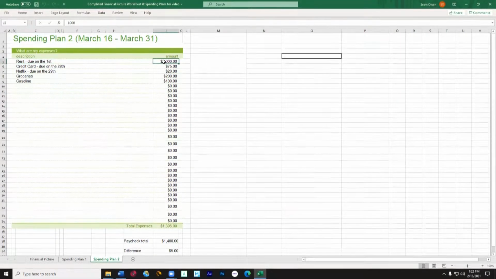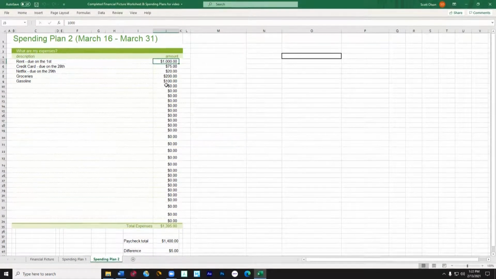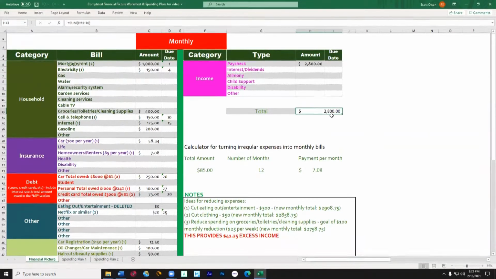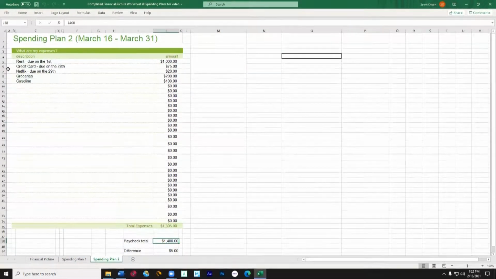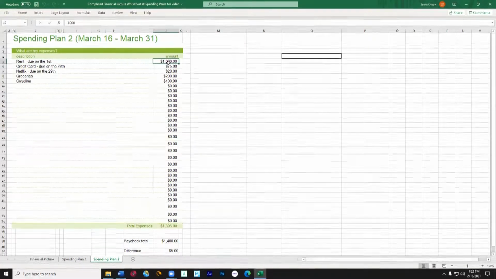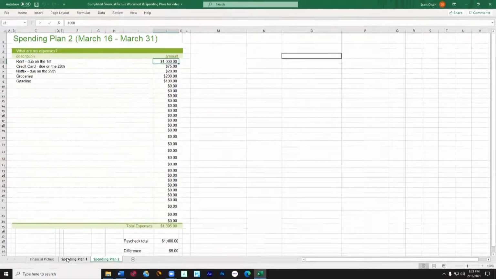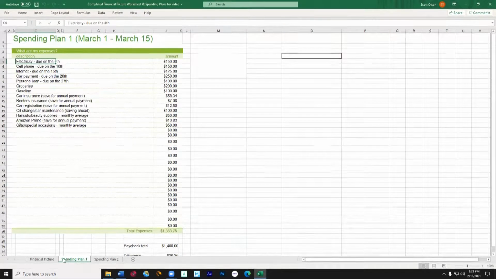Now, because the rent is such a big piece of your total check, our total check, by the way, is $1,400. If you remember, our total income for the month is $2,800. So if you split that up between 2 checks, you have $1,400 per check. So since we have rent listed here for $1,000, that's already a big chunk of the $1,400 we have for that paycheck. So as much as we can, we are going to put the other expenses on our first paycheck because that's where we have more room available.